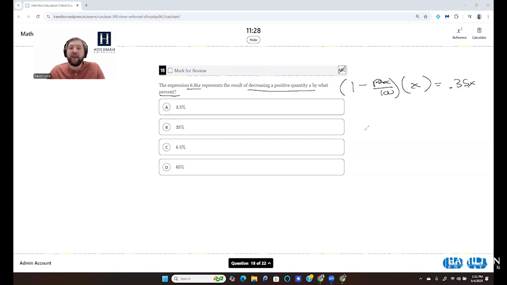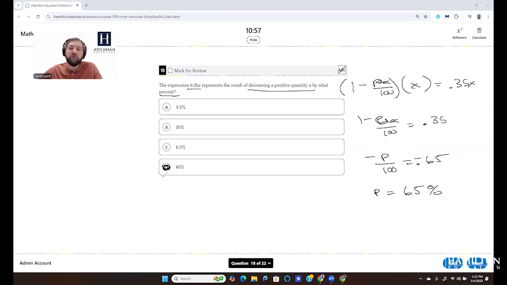So we divide both sides by x, and we get 1 minus the percent decrease is equal to 0.35. That looks a little funky, I'll make it a little bit smaller. There we go. All right, we then subtract 1, which is going to give us 0.65 after multiplying both sides by 100. And we get 65%, which is the answer D.